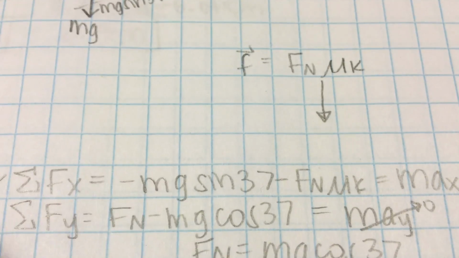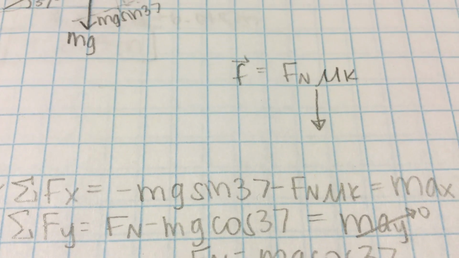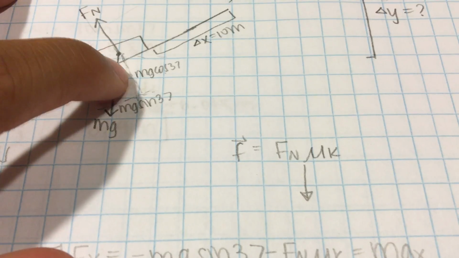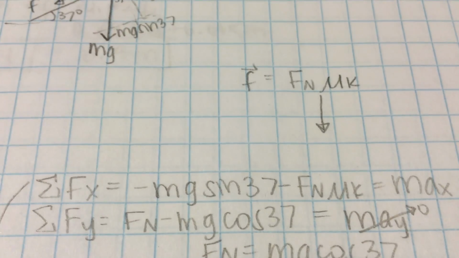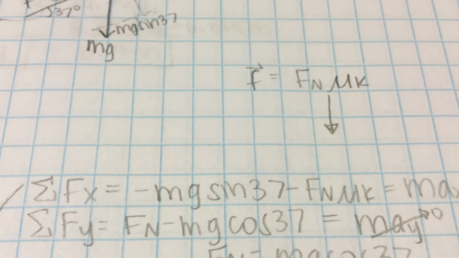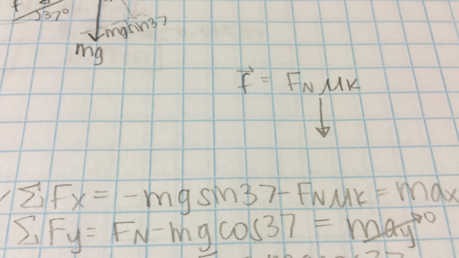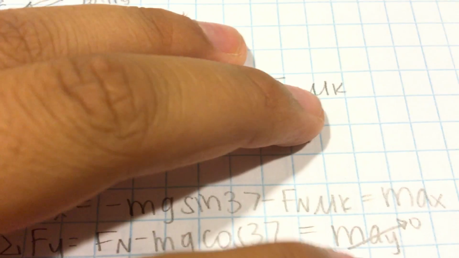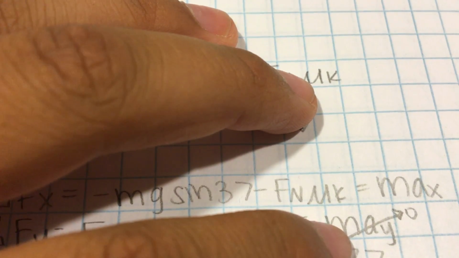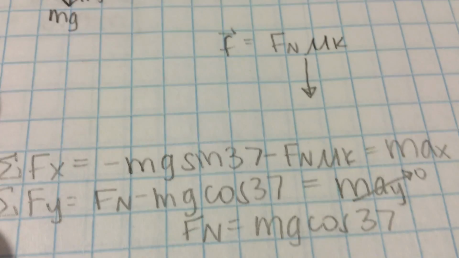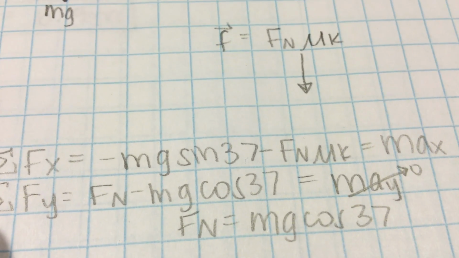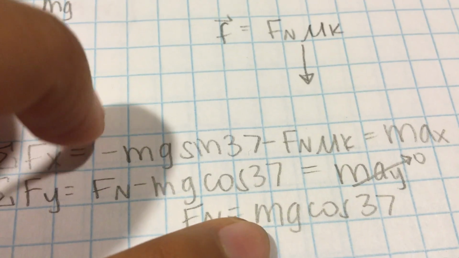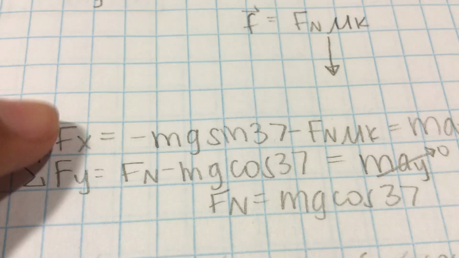Then I did the y direction, and the forces in that direction are just going to be, as seen in the picture, the normal force up and the y component of gravity going down. So that would be Fn minus mg cosine 37 equals mass times acceleration in the y direction, and this becomes 0 because the object is not accelerating in the y direction. So then I solved for the normal force as much as I could, and since the problem doesn't give mass, this is all I could do. But then I substituted it into the x equation.